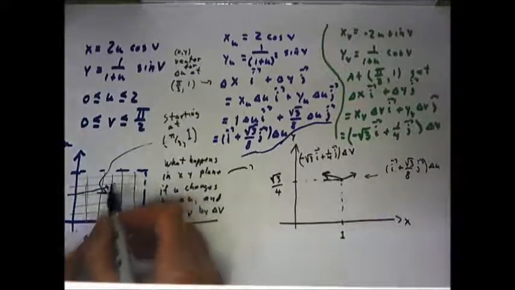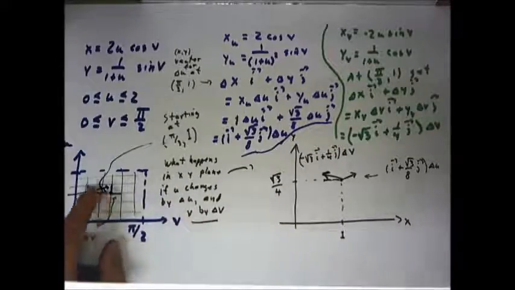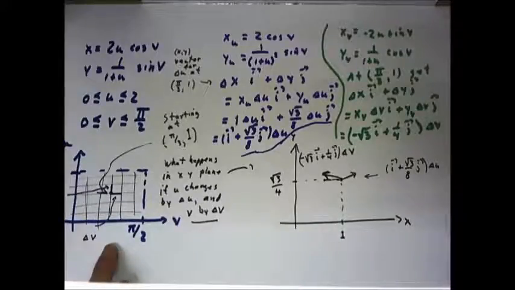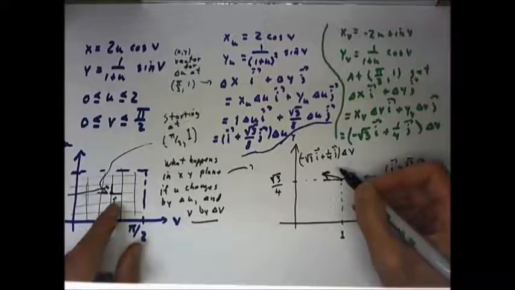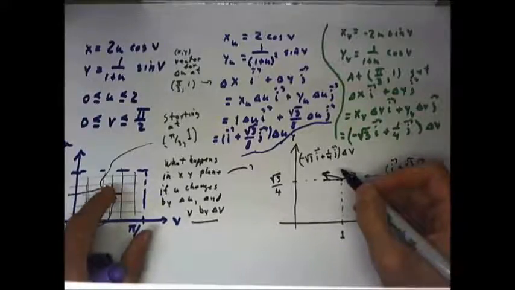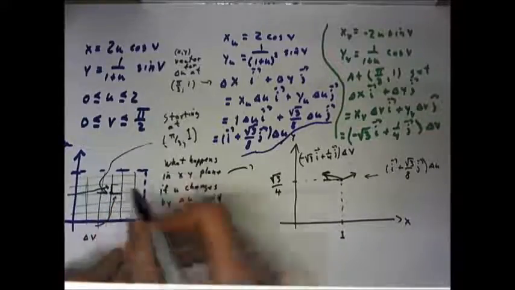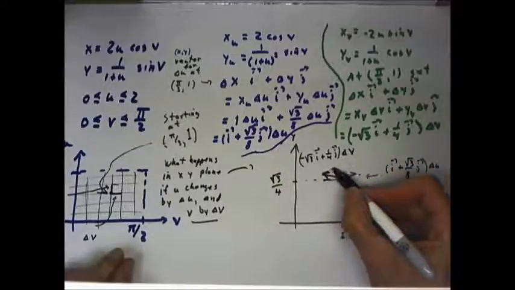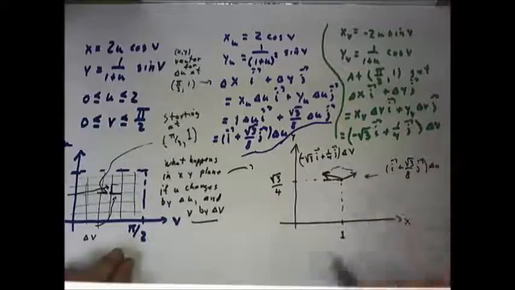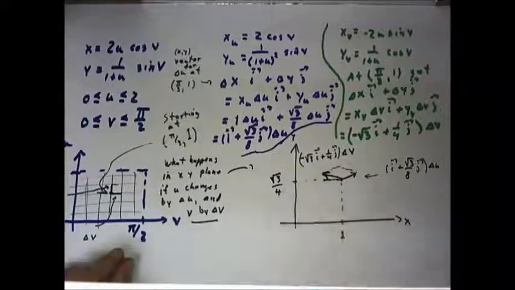These two vectors correspond to two of the boundaries of our delta u by delta v region over here, provided delta u and delta v are small. The corresponding vectors along the top and right hand side of this region will be parallel, more or less, to these vectors. So we're going to get a parallelogram here, whose area is the cross product of these two vectors in the xy plane.